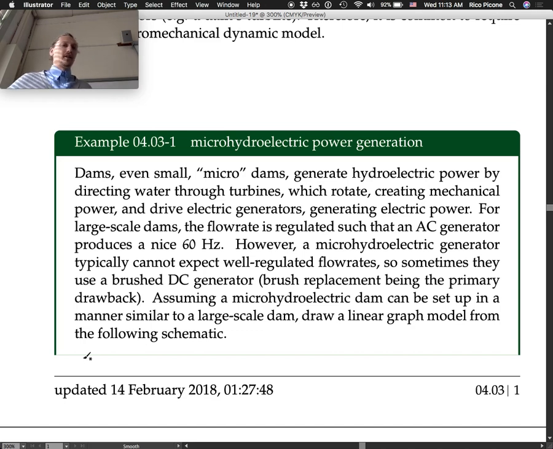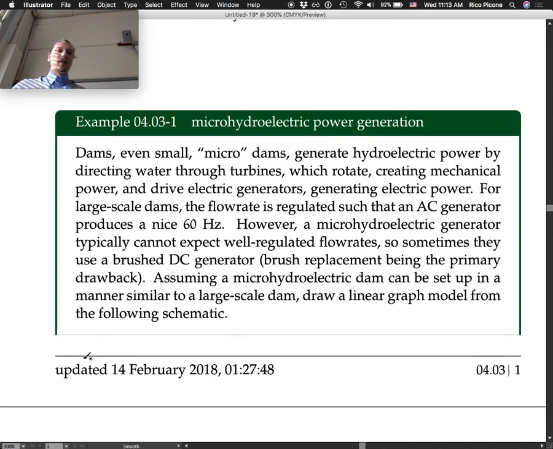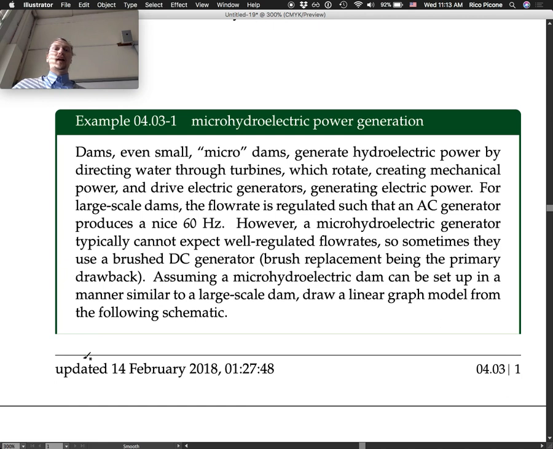However, micro hydroelectric generators typically cannot expect well-regulated flow rates. So sometimes they use a brushed DC motor, or a DC generator, which is just a DC motor backwards. The big disadvantage to doing this is that when you use a brushed motor, you have to replace the brushes. That's one of the primary reasons why they prefer to use AC generators: you don't have the brush to replace. So assuming a micro hydroelectric dam can be set up in a manner similar to a large-scale dam, draw a linear graph model from the following schematic.